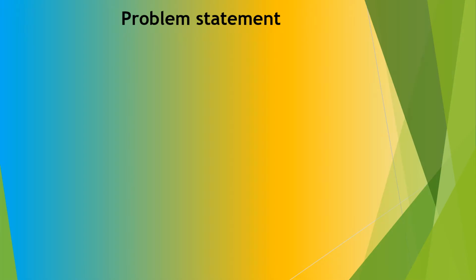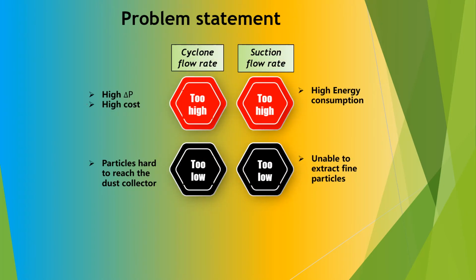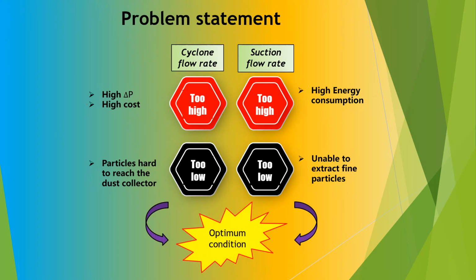Now, I would like to explain the purpose statement of this study. If the cyclone flow rate is too high, it will lead to high pressure drop and high cost. If it is too low, it's very difficult for particles to reach the dust collector. And also, if the suction flow rate is too high, it's very energy consuming. And if it is too low, the fine particles are hardly extracted. Hence, it's very important to determine an optimum flow rate in order to have a higher efficiency of retrofitted multi-cyclone separator.